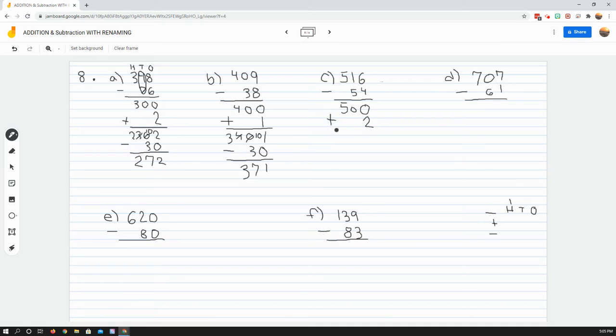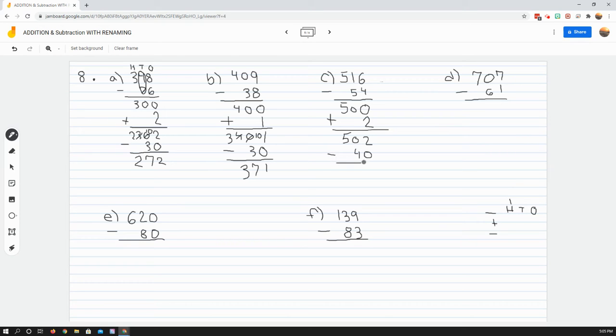Now I'm going to add. How much do I have so far? So far I have a total of 502. And now I'm going to do my tens place. If I have 1 and I need to get to 5, how much do I need? I'm going to need 4, right? I'm going to need 4 in order to get to 5. So I'm going to write that 4 in the tens place. That's going to be a 40 because it's in the tens place.